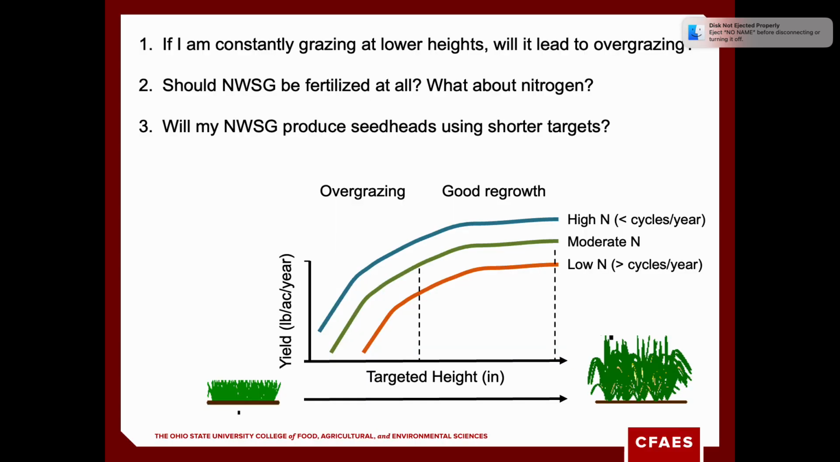And then, I'm sorry, the last one: will my native warm season grasses produce seed heads if I always graze them shorter for quality? Actually they will, because there's a moment in time when the sunlight, the day length, signals the plant to enter seed head, and it's unavoidable. They will enter seed head. Don't be concerned with this if you go for the shorter target of 20 inches, the way I talked about.